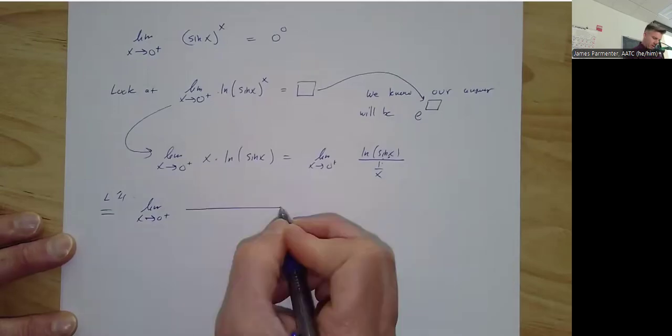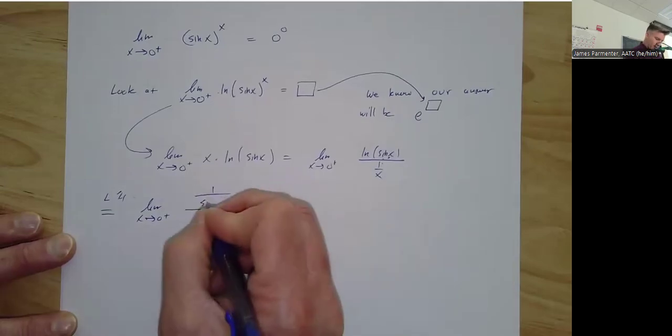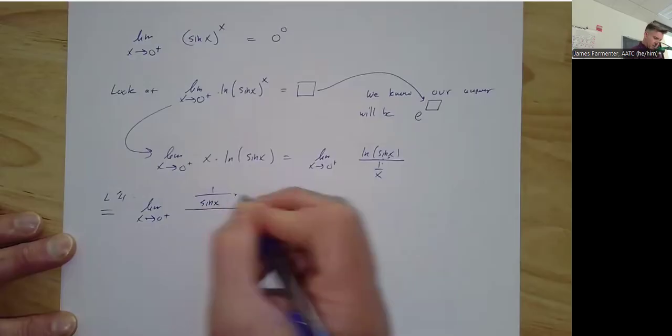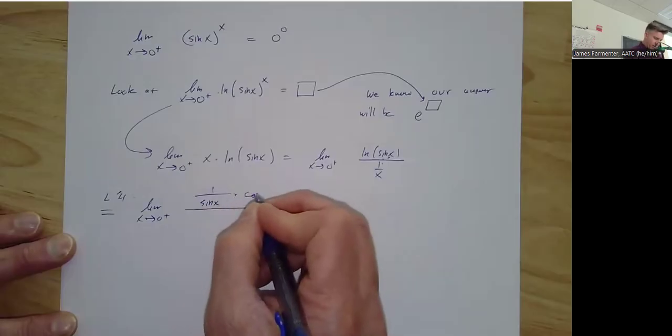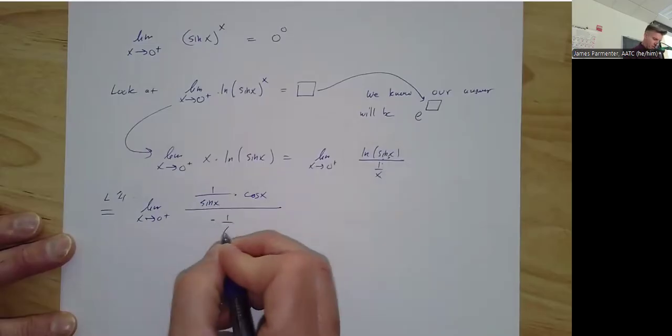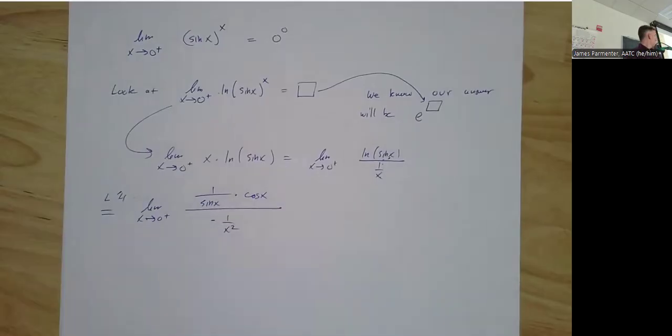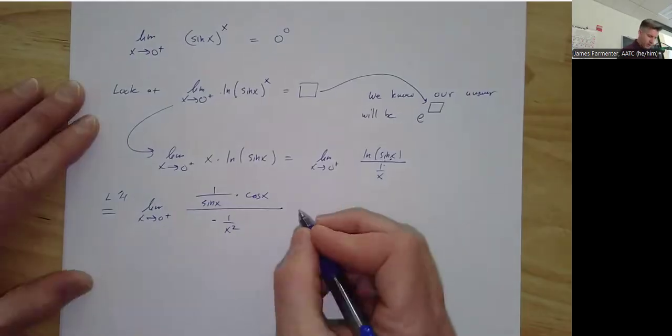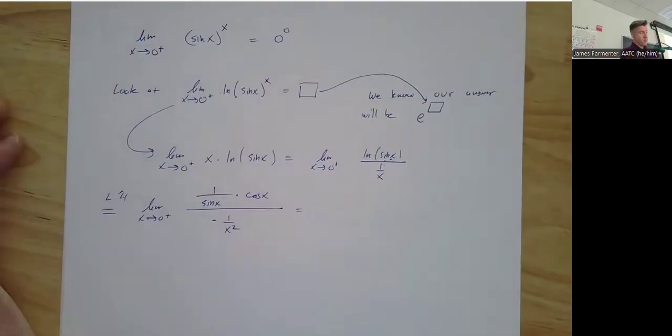The derivative of the top is 1 over sine of x times the derivative of sine of x, which is cosine of x, divided by the derivative of 1 over x, which is negative 1 over x squared. That looks terrible, but it's not as terrible as it looks. Let's rewrite it. I don't believe it is advantageous here to write cosine over sine as cotangent. I think leaving things as fractions is going to be more helpful.